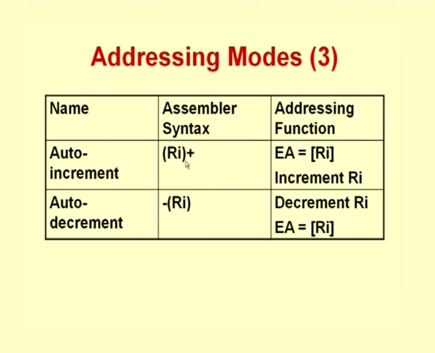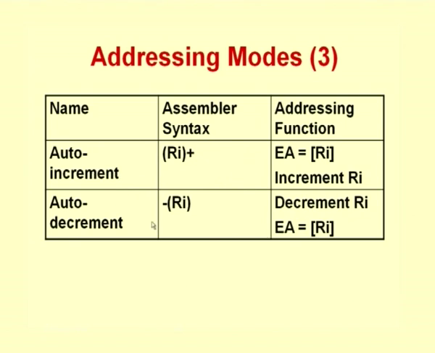Then we also have these two other special cases, which are called the auto increment and auto decrement addressing modes. In auto increment addressing mode, this is a combination of the indirect addressing mode along with an addition. Here the effective address is the contents of RI, so the contents of RI give you the memory address from which you need to fetch the data. After doing that, we also increment RI. So, there are two things that get done within this one single instruction, so it is called an auto increment addressing mode.